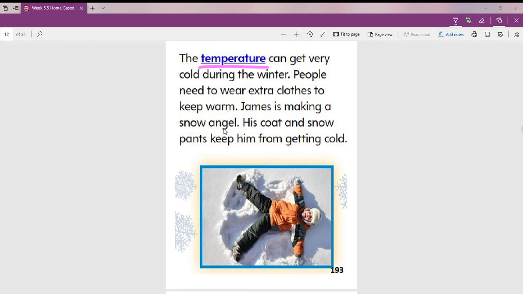James is making a snow angel. His coat and snow pants keep him from getting cold. Look at him. He's making an angel in the snow. And like we said in class, we have to make sure we're wearing the right clothes during winter. What does the word temperature mean, boys and girls? Do you remember when we made a thermometer in science class? If it was hot, the thermometer would go up. And if it was cold, the thermometer would go down. That tells us the temperature, how hot or how cold something is.